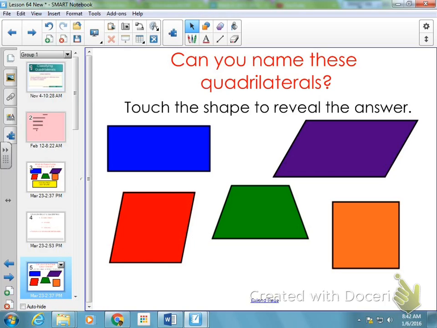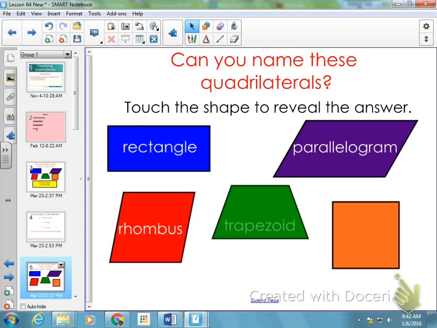Okay, so now let's think if we can name some of these quadrilaterals. So let's look at the blue shape, the royal blue shape first. And this is a, wait for it, rectangle. Now let's look over here at this purple shape. It is a parallelogram. The red shape is a rhombus. The green is a trapezoid. And the orange is a square. You can come back to this in a little bit after we look at some more. This might make a little more sense.